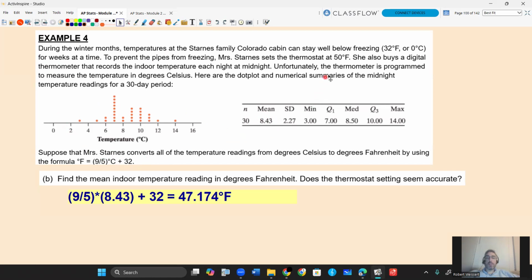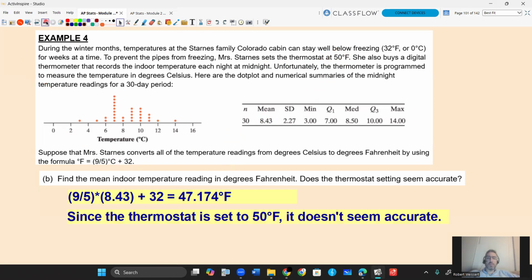Now let's look at the thermostat setting. Mrs. Starnes set the thermostat at 50 degrees Fahrenheit. So it's not quite accurate because it's a little bit below what the thermostat is set at. So does that seem accurate? I would say, nah, it's a little bit off.